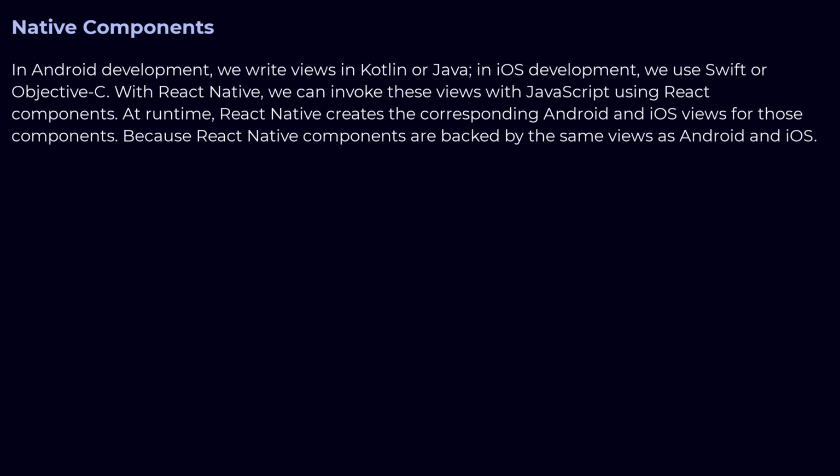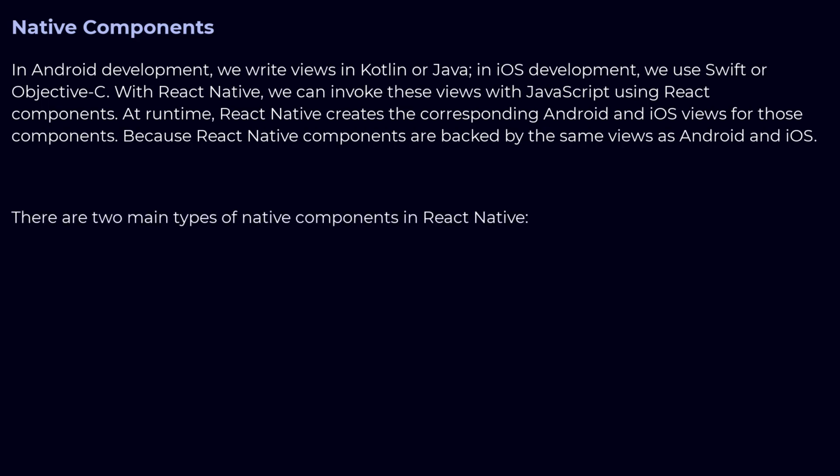Native components. In Android development, we write views in Kotlin or Java. In iOS development, we use Swift or Objective-C. With React Native, we can invoke these views with JavaScript using React components. At runtime, React Native creates the corresponding Android and iOS views for those components, because React Native components are backed by the same views as Android and iOS.